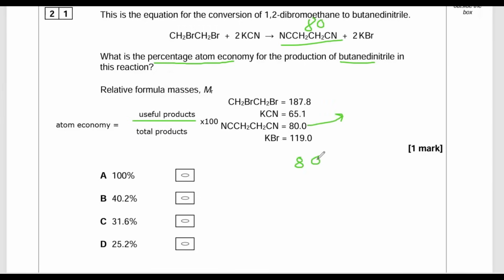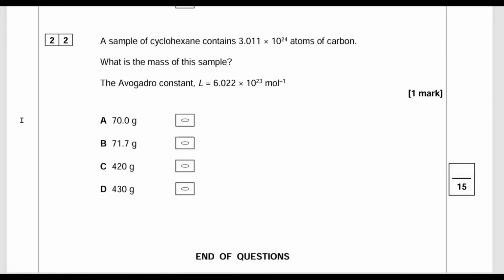So what we're going to do here is the useful product is this over here. The products are on the right. So I've got 80 there as my useful. And underneath I want 2 times 119, which represents 2 KBr, and 80, and times 100, the whole lot. And that's going to give me 25.2%.